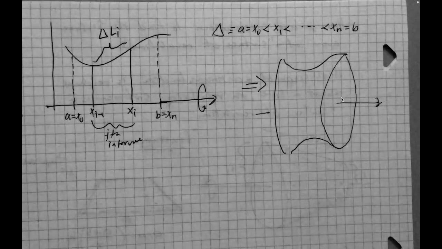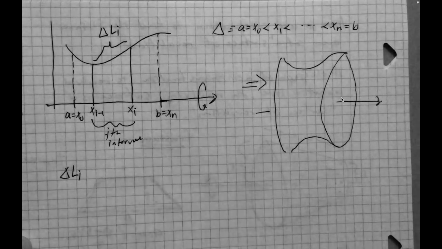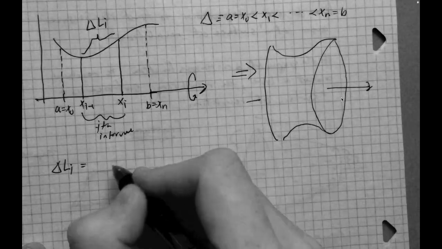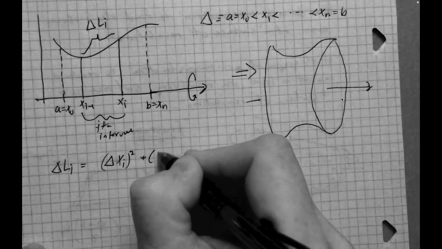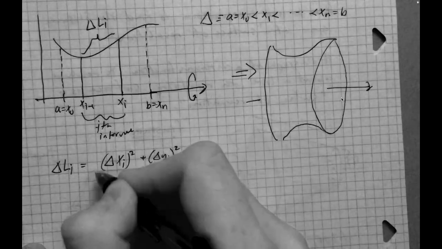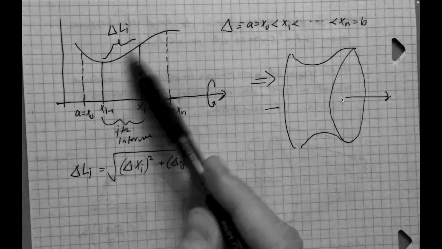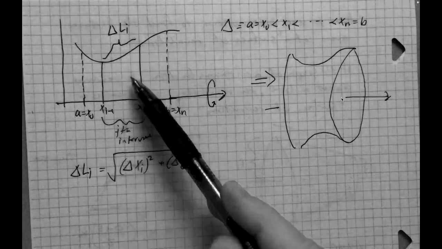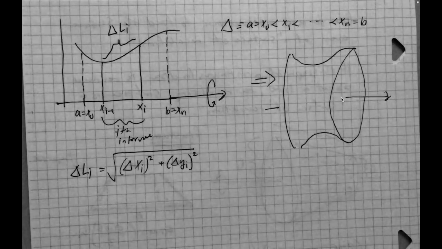So we just got done talking about arc length, right? So that's obviously going to come into play here. Delta Li is going to be our arc length, and it's going to be equal to the square root of delta xi squared plus delta yi squared. That's the length of this line here. It's an approximation of the length. Actually, it's a straight line length, but that's what delta Li is going to be.